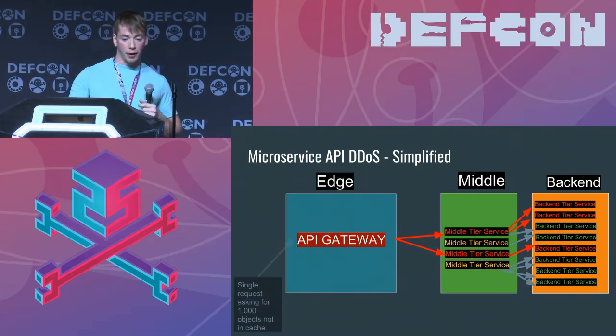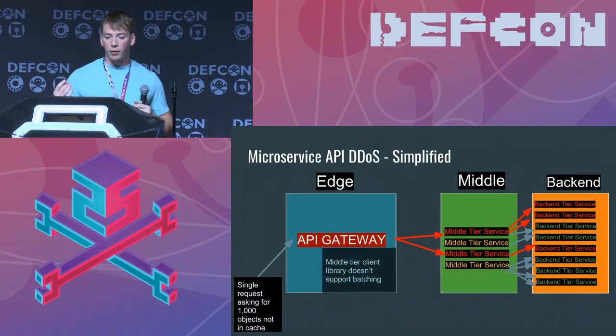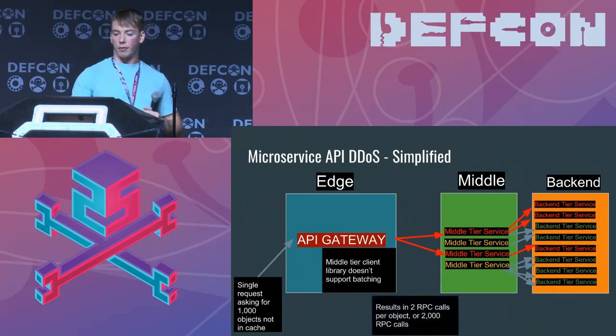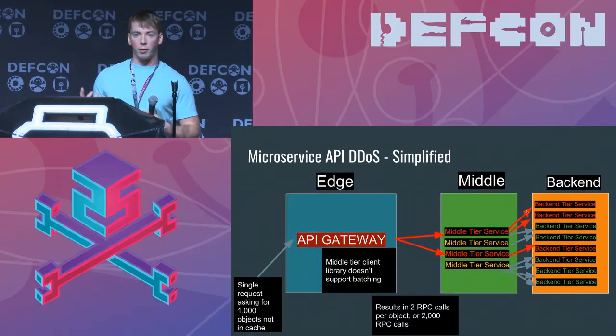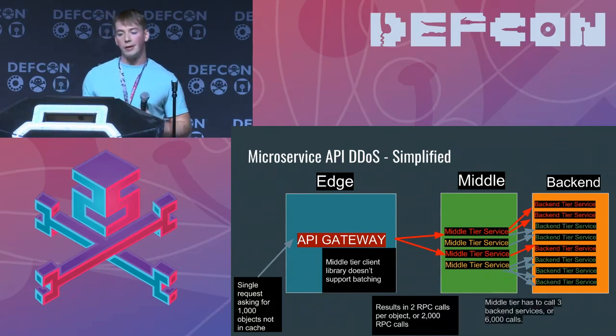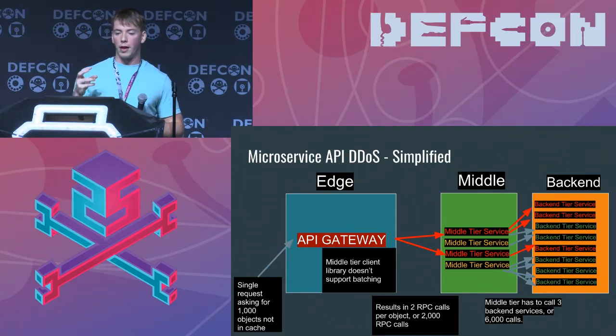So we'll step back through the example again. We have that single request asking for 1,000 objects not in the cache. The middle tier library that we have, whatever, doesn't support batching. So the gateway basically has to make an RPC call for every object we're asking. Since we're asking for 1,000 objects, and 2 middle tier services have to be returned for this specific request, that results in 2,000 RPC calls. Those middle tier services need to call the backend services, and they have to call 3 backend services, or 6,000 calls. So you start seeing the trend here, right? There's an opportunity for a lot more requests to happen once we get to the API gateway.